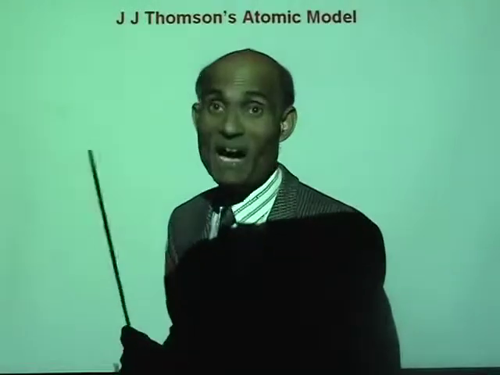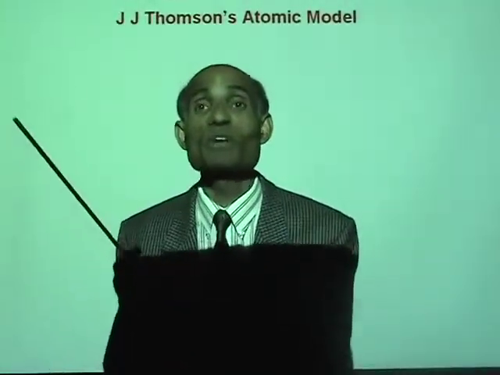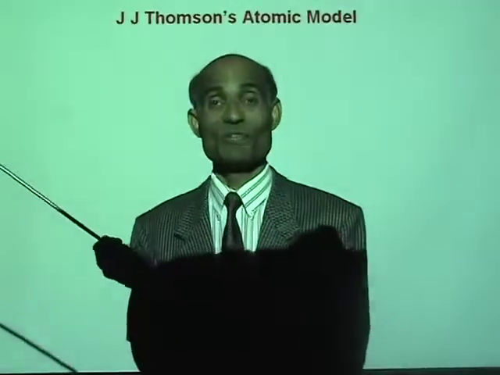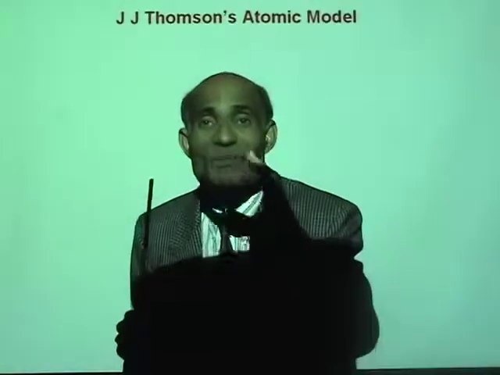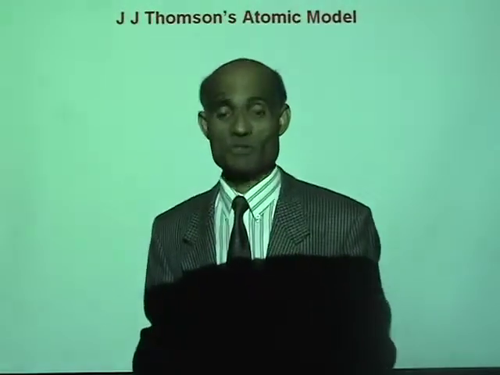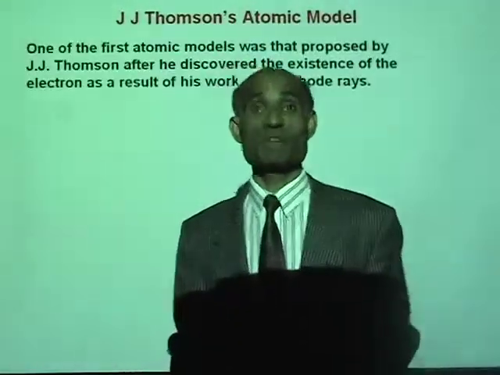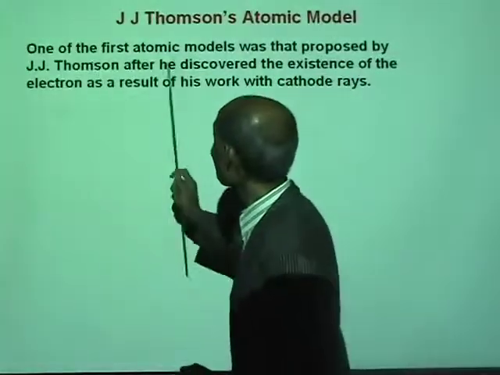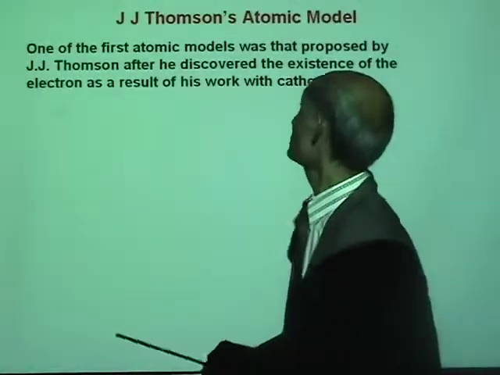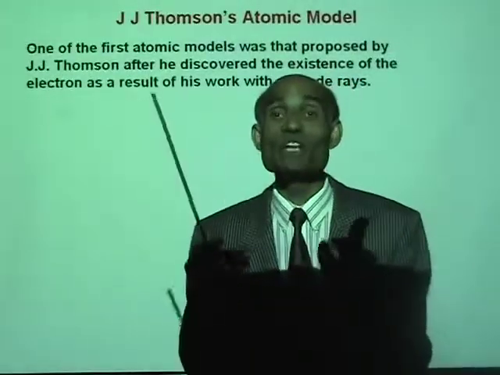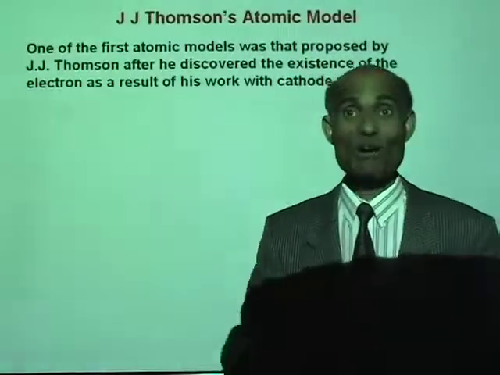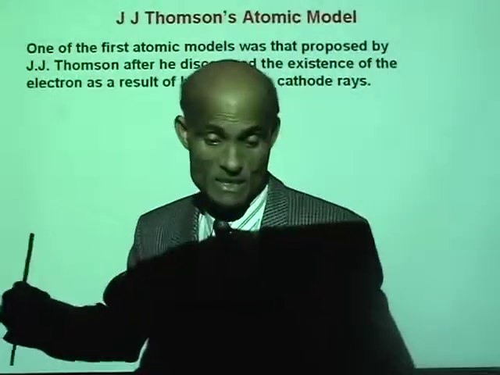All right. Now here comes J.J. Thomson with a model of the atom. So J.J. Thomson said, okay, let's make a picture of the atom. What is an atom? It is the smallest part of a substance. So, let's see what J.J. Thomson said. One of the first atomic models was that proposed by J.J. Thomson after he discovered the electrons as a result of his work with the mysterious rays.